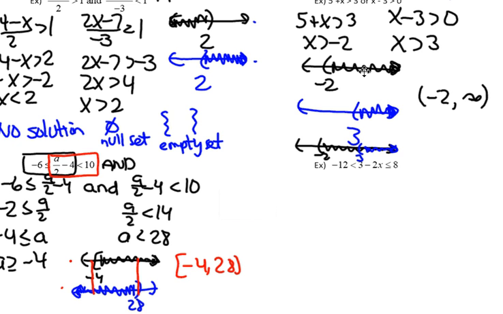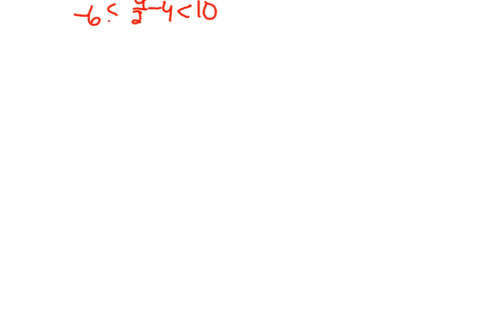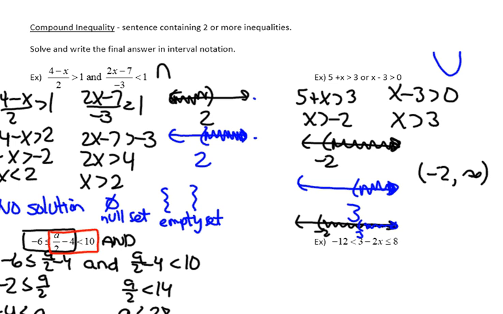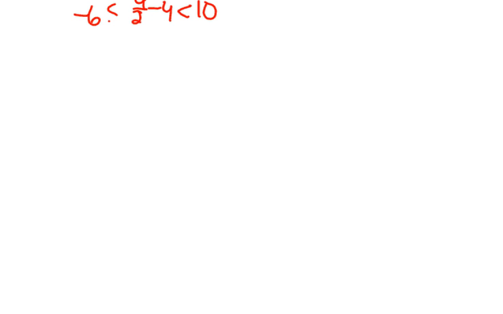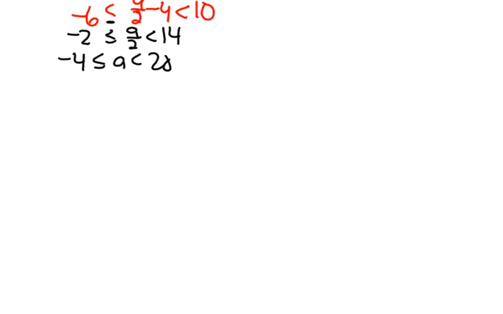Now, I would like to show another way on how I can solve this same inequality. So I'm going to go to another page here, and I've already taken the time to rewrite this as such, except I'm going to put another side equal to there. Now, I could solve this just exactly the way it is by getting a all by itself in the middle. So add the 4, and then multiply every single part by 2. Well, negative 4 is less than or equal to a, which is less than 28.